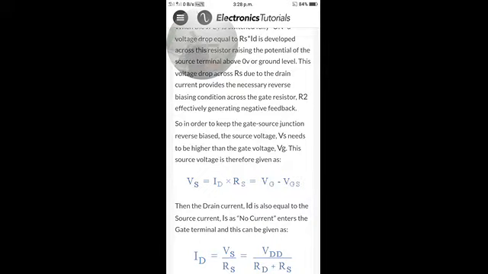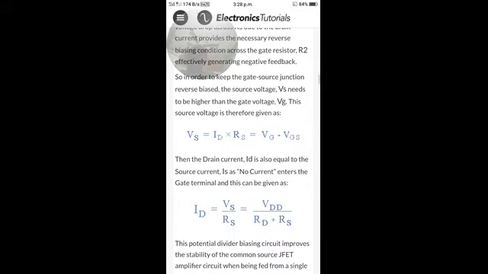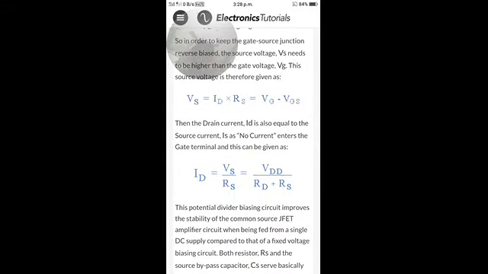The drain current ID is also equal to the source current because there is no gate current. So therefore we can write ID is equal to VS by RS, or ID is equal to VDD by RD plus RS. So this potential divider circuit improves the stability of the common source JFET amplifier circuit when designed with a single DC supply.